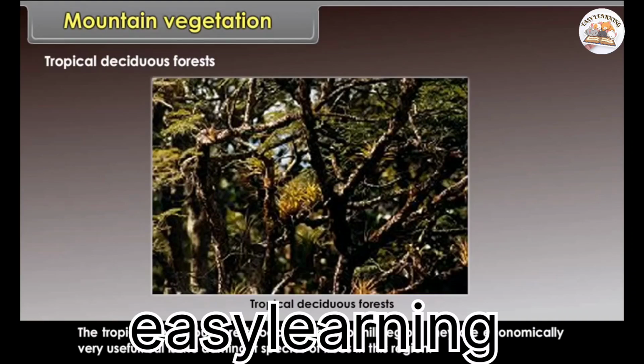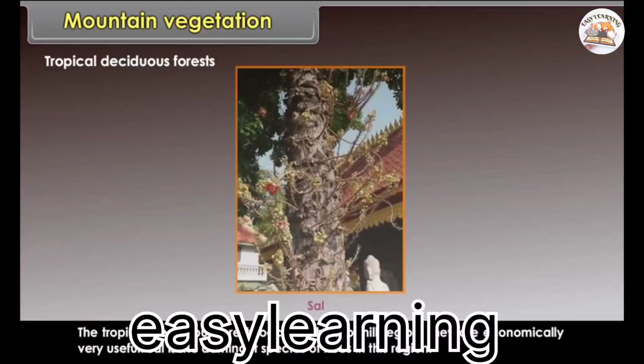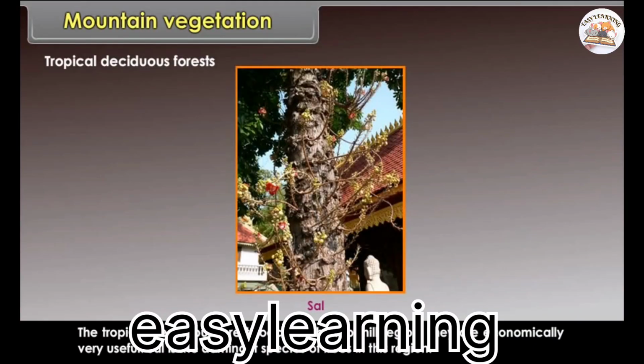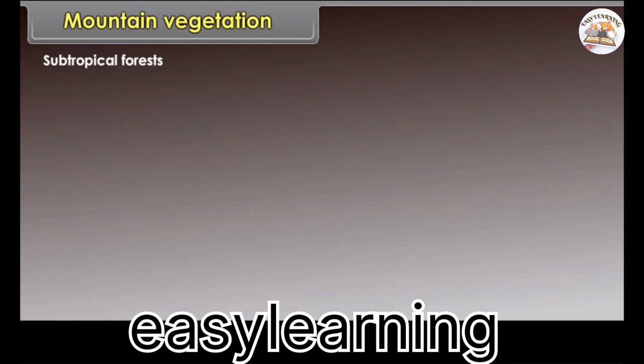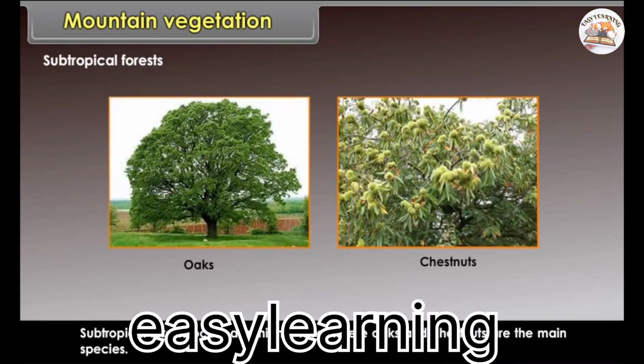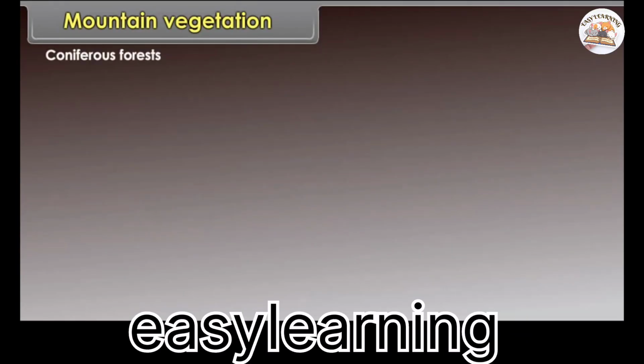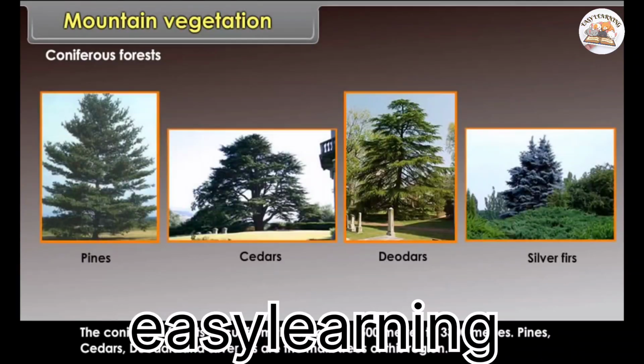Mountain vegetation. A wide range of species is found on the mountains according to height. With increase in height up the mountains, temperature falls and rainfall decreases. Tropical deciduous forests. The tropical deciduous forests occur in the foothill region. They are economically very useful. Sal is the dominant species of trees in this region.